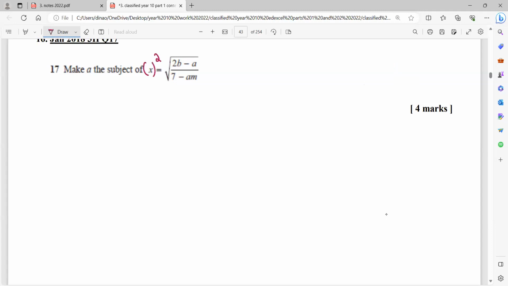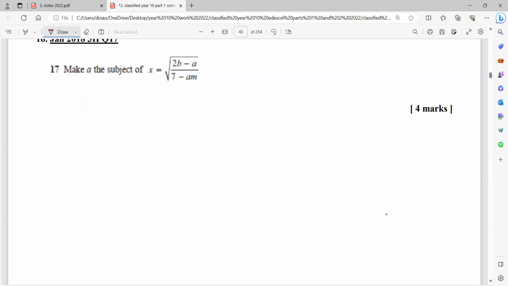The correct math is that we square both sides of the equation, because this will remove the root. I end up with 2b minus a over 7 minus am. This is the correct mathematical approach. Or sometimes we just do it this way: if you want to get rid of the square root, you inverse the operation. So you square it, and I end up with x power 2, the same answer.